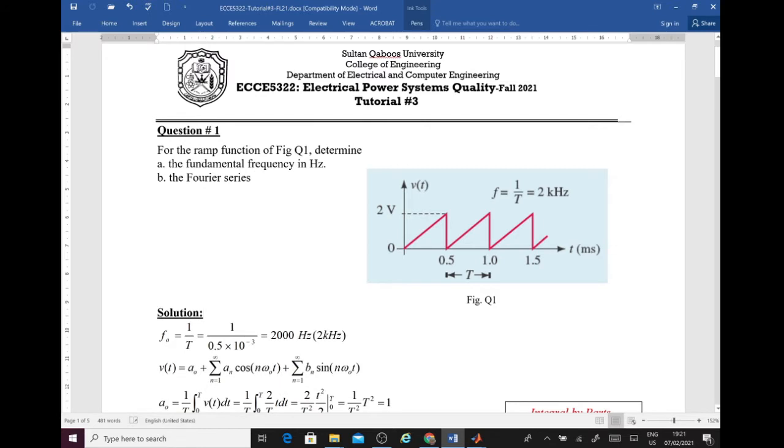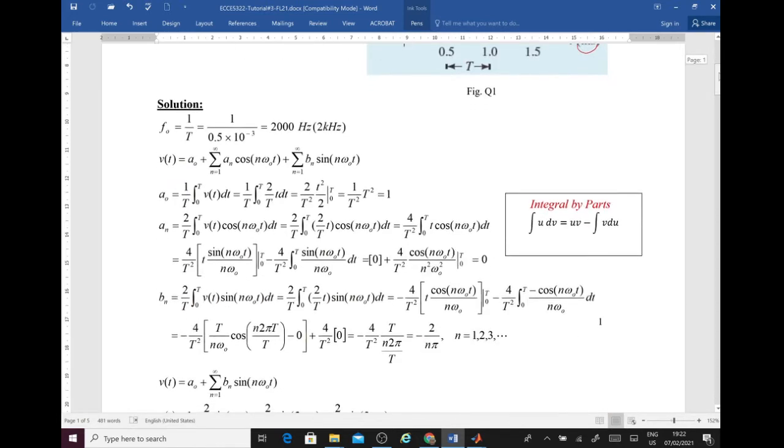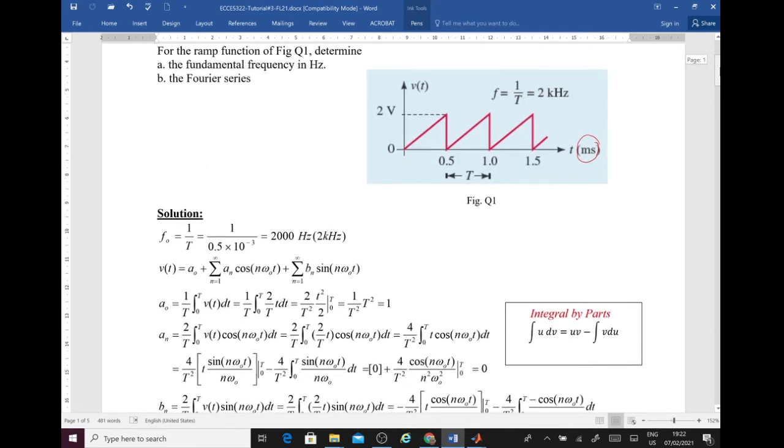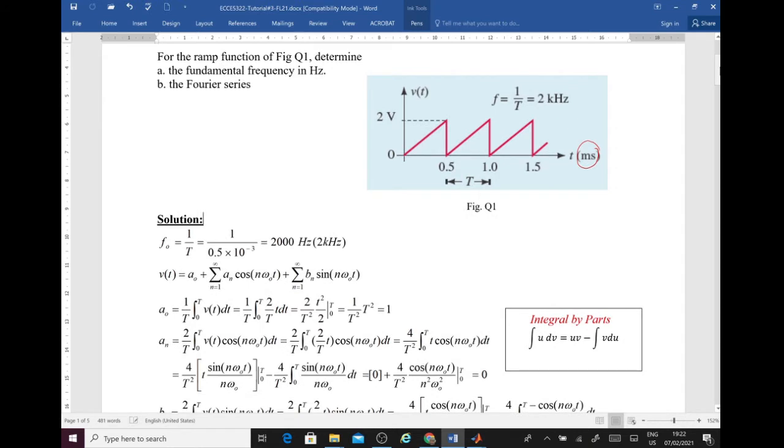Okay, so we know that the period is given as 0.5, so 1 over 0.5, and it is in milliseconds, so that will be 2000 kilohertz. Now let us find the Fourier series.